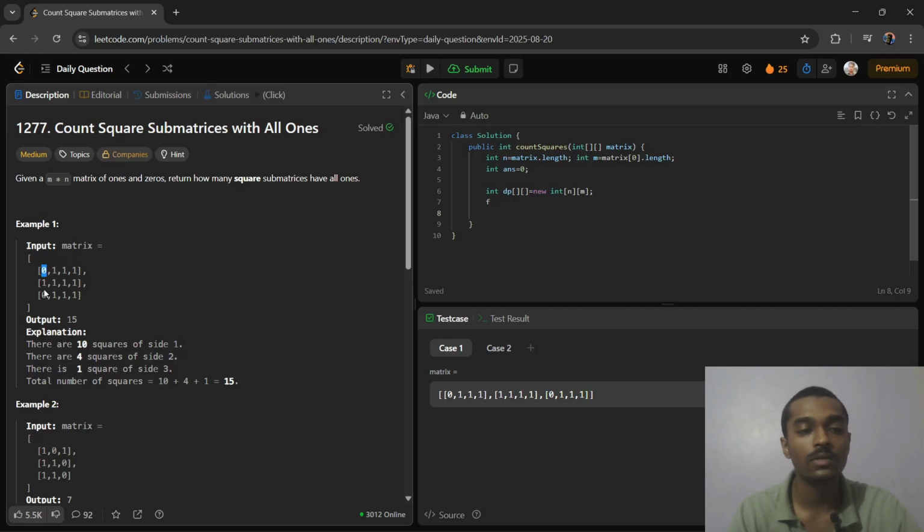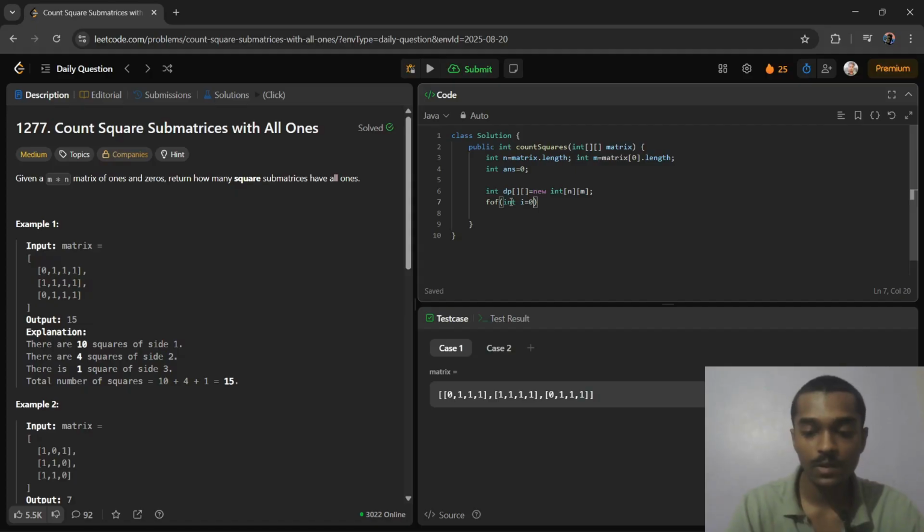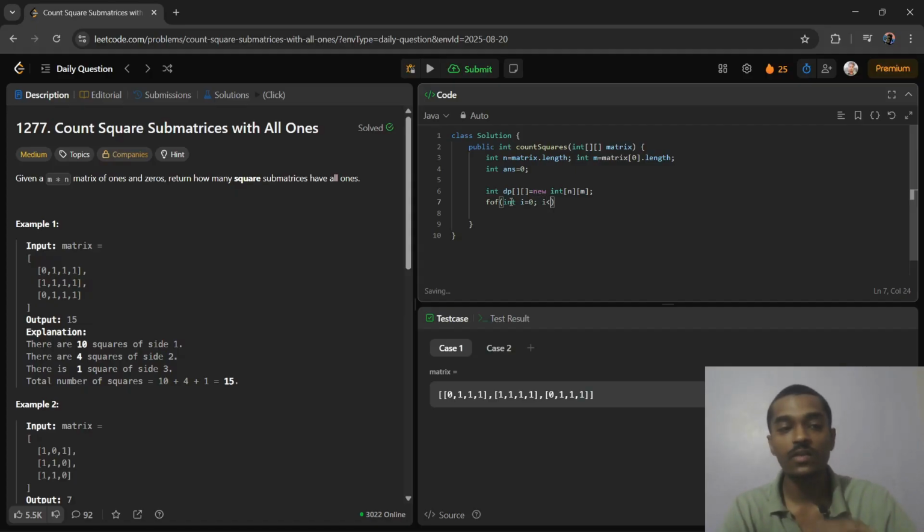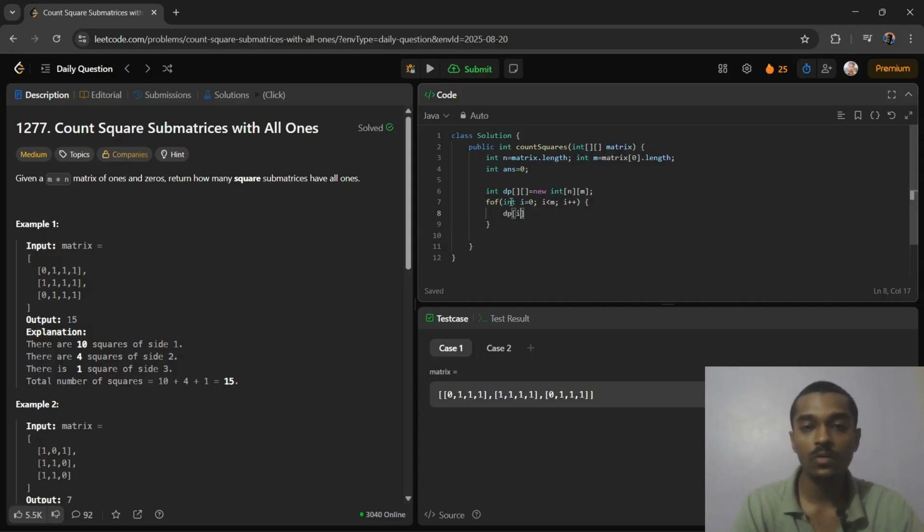This is the first column, we have to fill. For i equal to 0, i less than m, we are traversing on the row. So the dp of 0 comma i: the row was stable but the column was changing. This is matrix of 0 comma i. So we are just filling the first row and the first column.